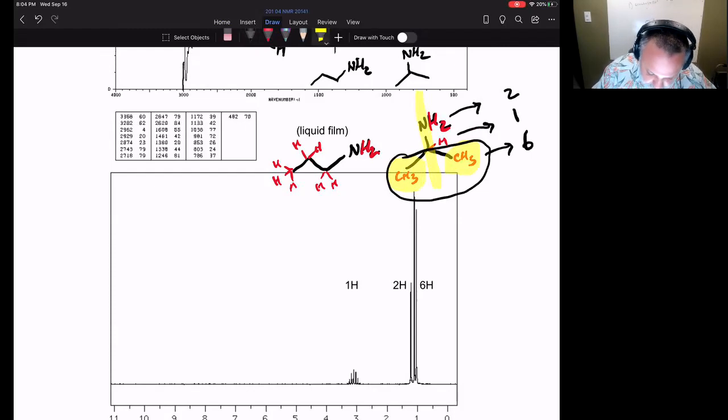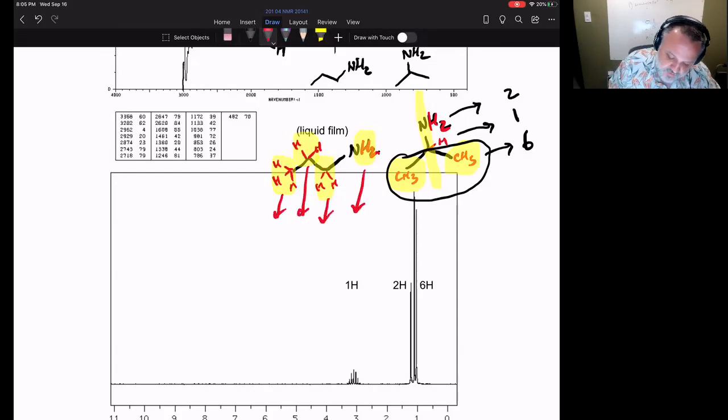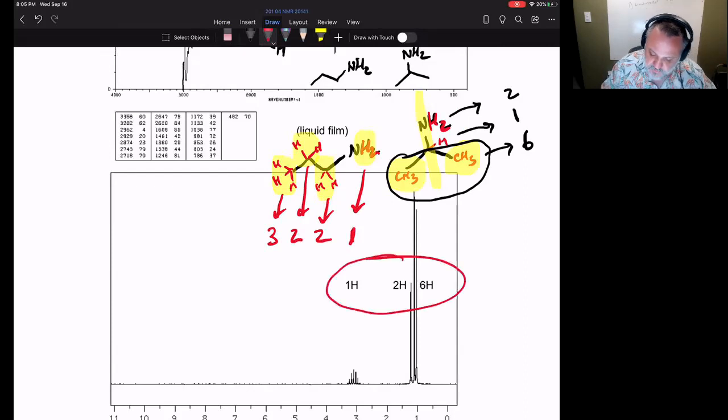Let's look at this one. That's different than that, which is different than that, which is different than that. So it looks like I would have 4. I'd have this one, I'd have this one, I'd have this one, and I'd have that one. And so this would be 3 to 2 to 2 to 1. Well, look what we actually have. We have 6 to 2 to 1. So it looks like we figured out what our structure is.